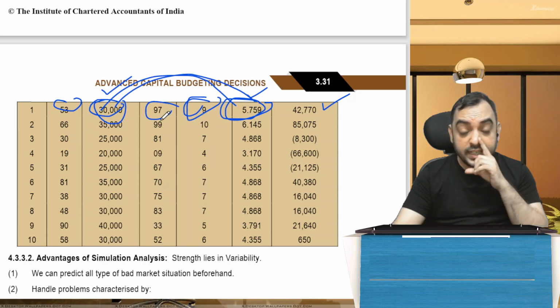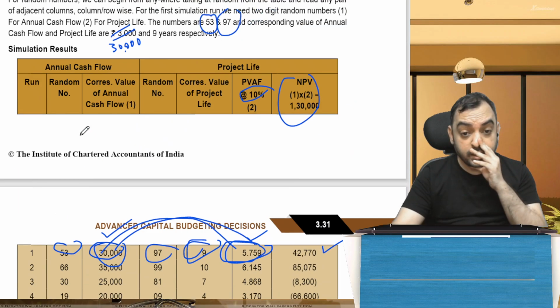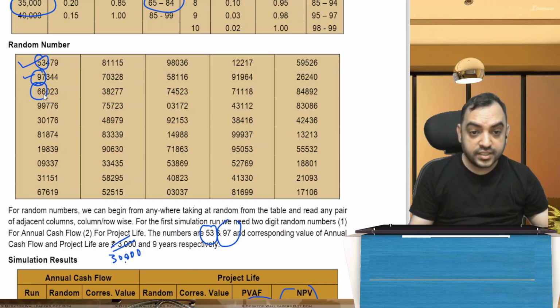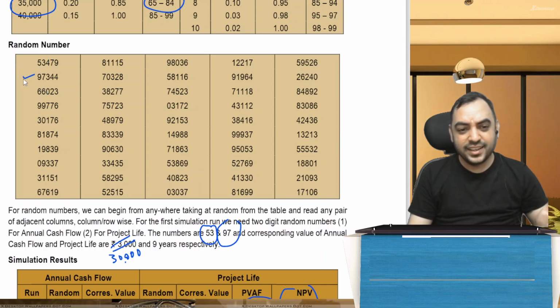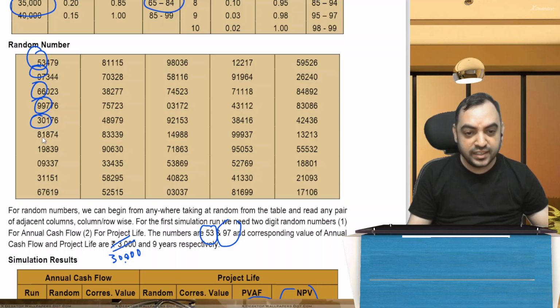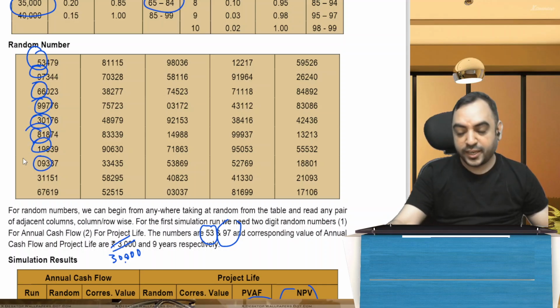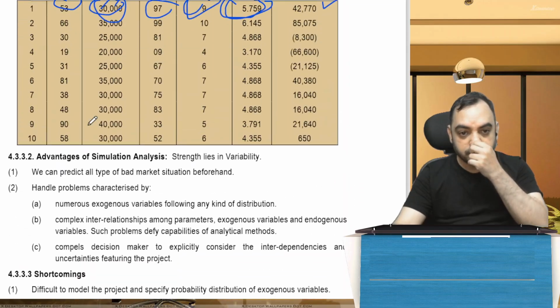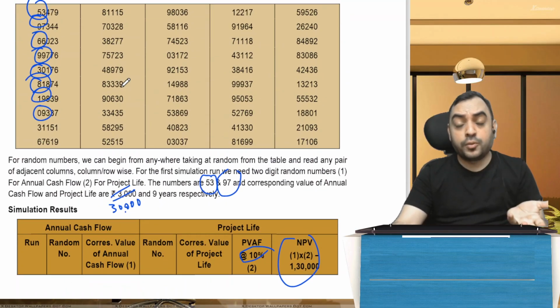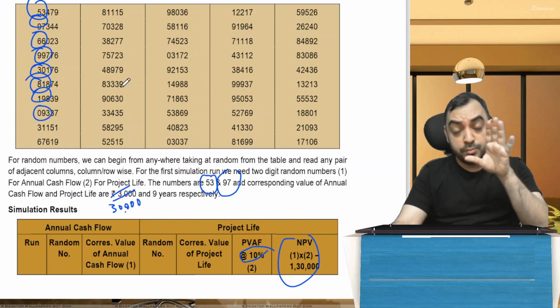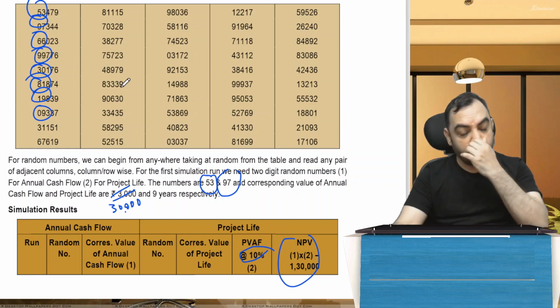Sorry, the random number is 99. I'm sorry, the random number is 99. So they have taken here 66 and 99. They have taken two digits. You got it right? 53, 97, 66, 99, 30, 81, 19, 09, like that. They have taken two digits, but that need not be the case. Random number means you can take any random number, but in the exam they should give you the random number which you have to take.